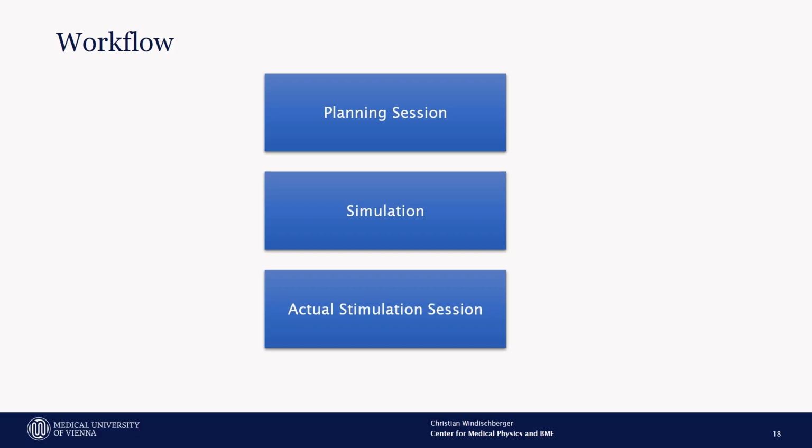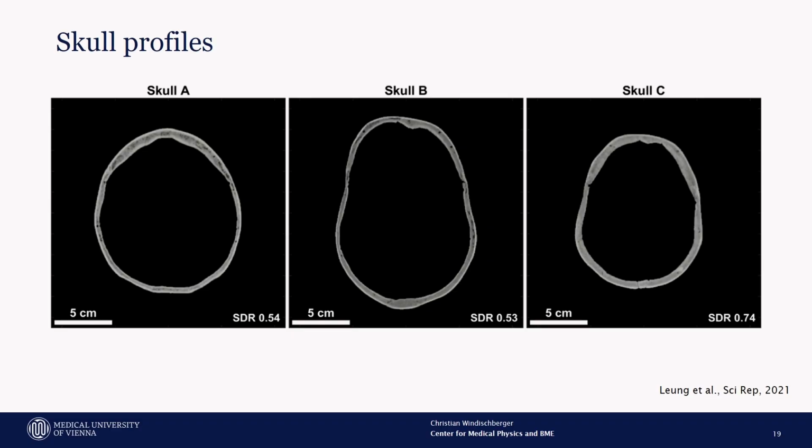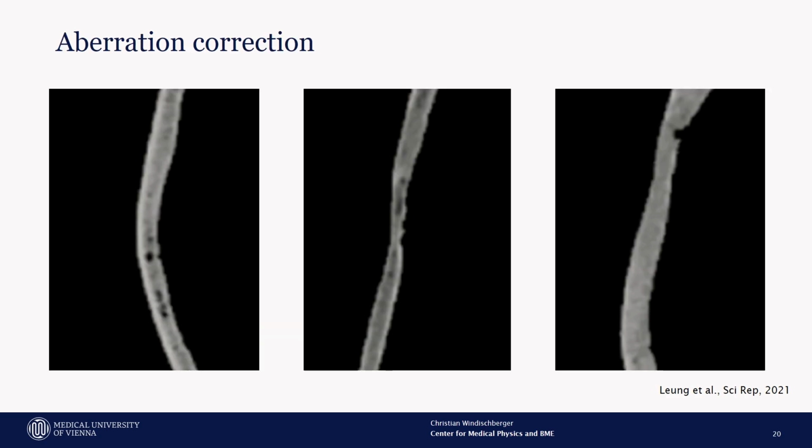Why do we need to simulate? We need to simulate how the sound is actually traveling through the skull and the brain and hitting the target. And why do we have to do this? Well, because we are all different. These are 3 CT scans of 3 individuals. To show you the differences a little nicer, I've zoomed in, and you can see that the skull thickness varies quite significantly across these different individuals.